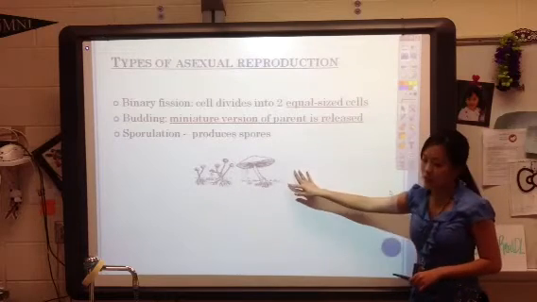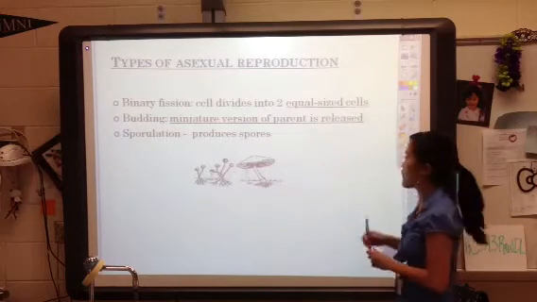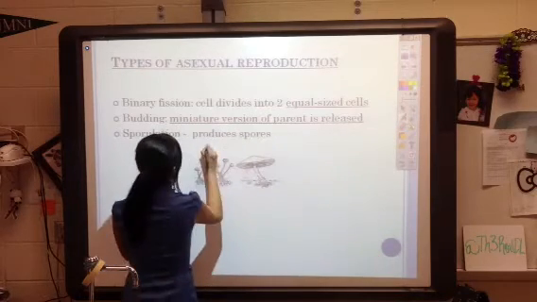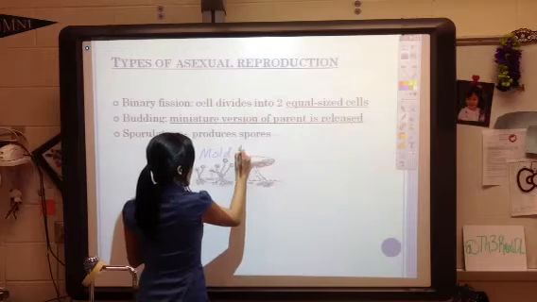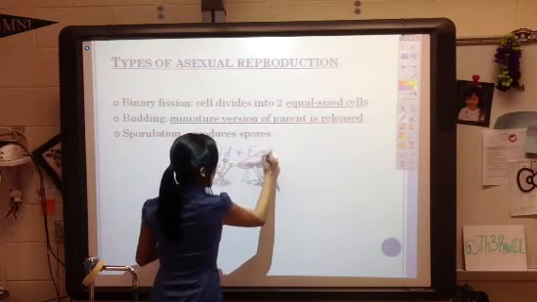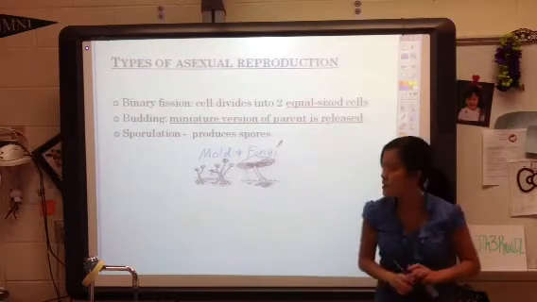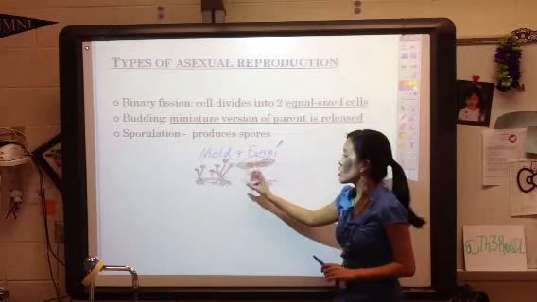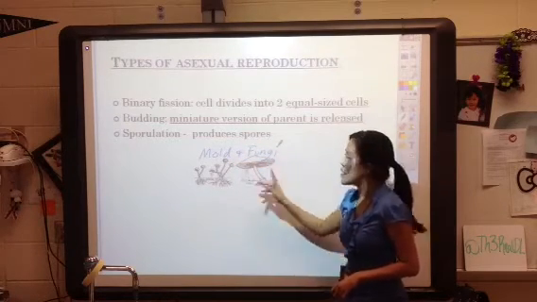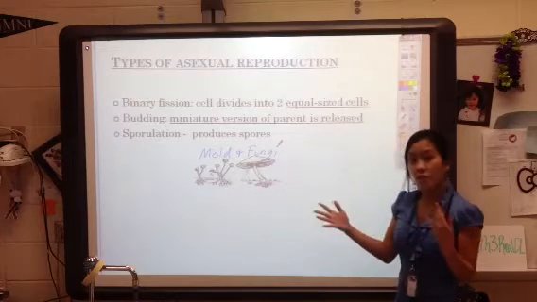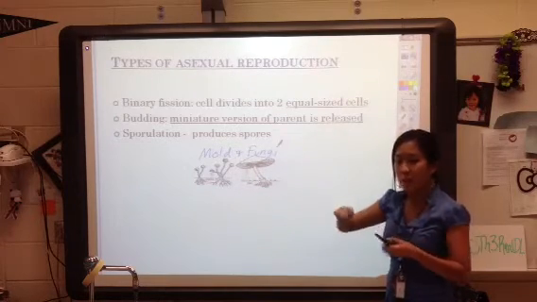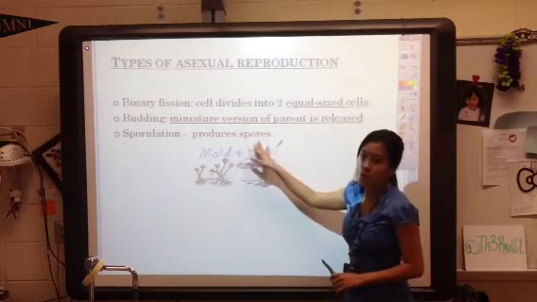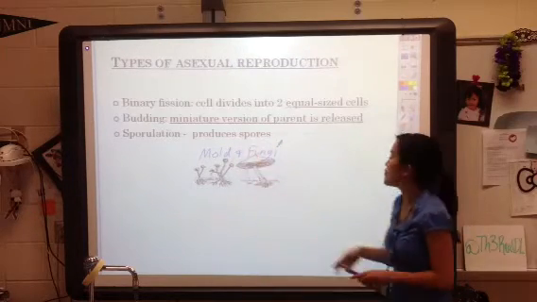Then we have sporulation, and sporulation will happen with, and you can write this beside the picture, molds and fungi. Okay, so with mold and mushrooms, the spores are actually little packets of DNA that can produce the new organism. If you ever were running in the forest and you kicked over a mushroom, that powder that you're seeing that's being released is actually the spores, and that's how they reproduce.